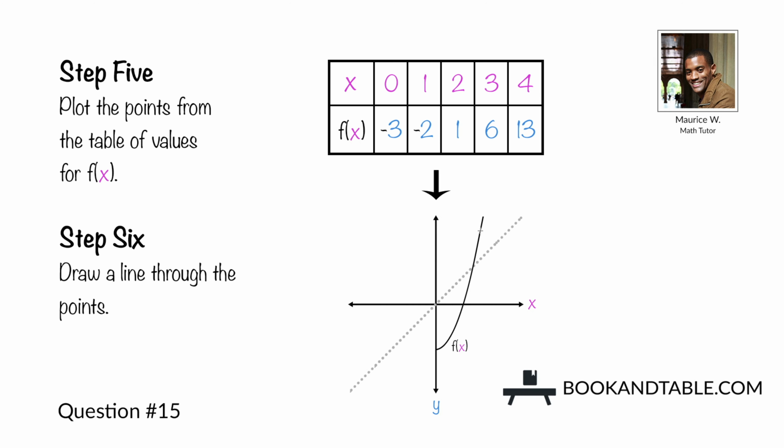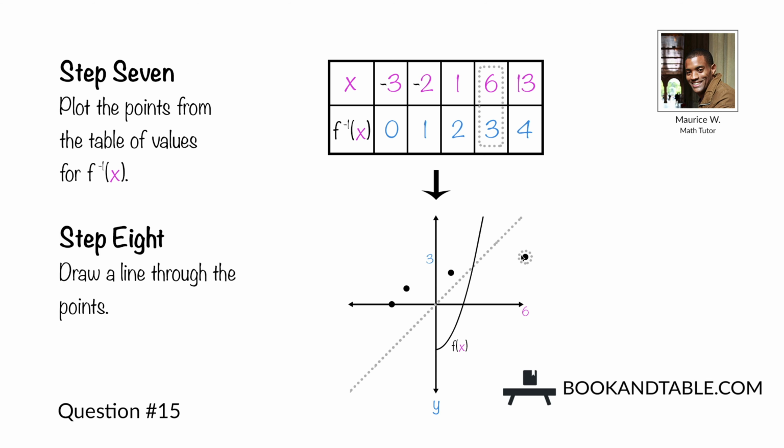And now, since we have f of x sketched, we can plot the points from the table of values for the inverse function. So we'll start with (-3, 0). The next point is (-2, 1). The next point is (1, 2). And the next point is (6, 3).